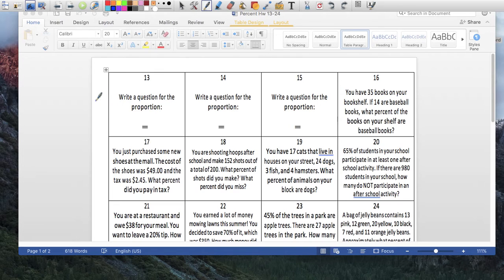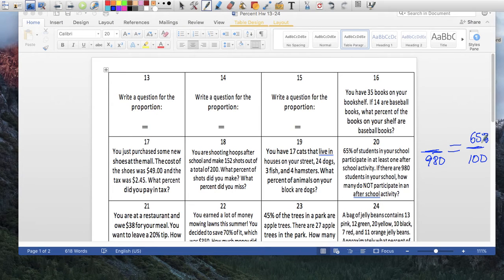And then 20. 65% of the students in the school participate in at least one school activity. How many do not? So this is a tricky, not tricky question. There are 2 ways of doing it. You can set it up like this: 100, 980 kids, and you get 65%. And 65% is the percent of the crowd that participate. So you can find a number and then subtract it from 980, or I'll do it both ways.